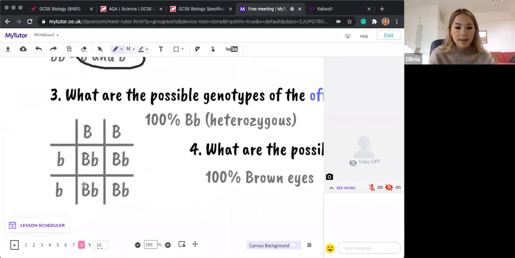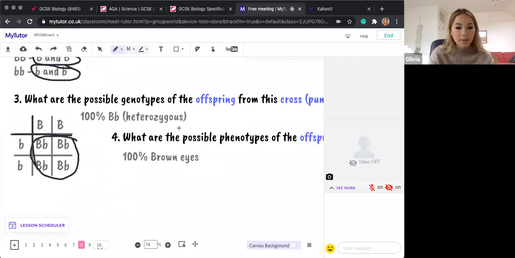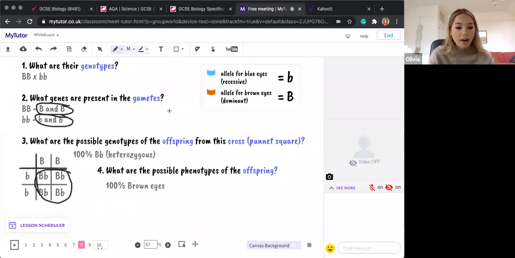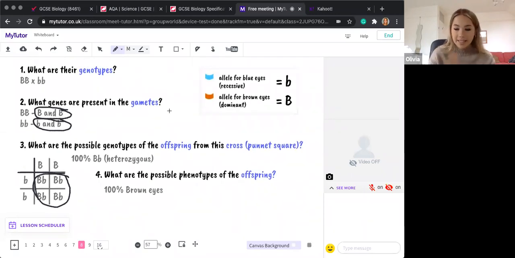So we draw two lines like this, and we put mum's on the top and dad's on the bottom. It doesn't matter which way round you do it. We draw the possible combinations of gametes here and here, and we can see all of their offspring would have big B, little b. So all of their offspring are heterozygous, and the phenotype, what we actually see, is that 100% of those offspring would have brown eyes.